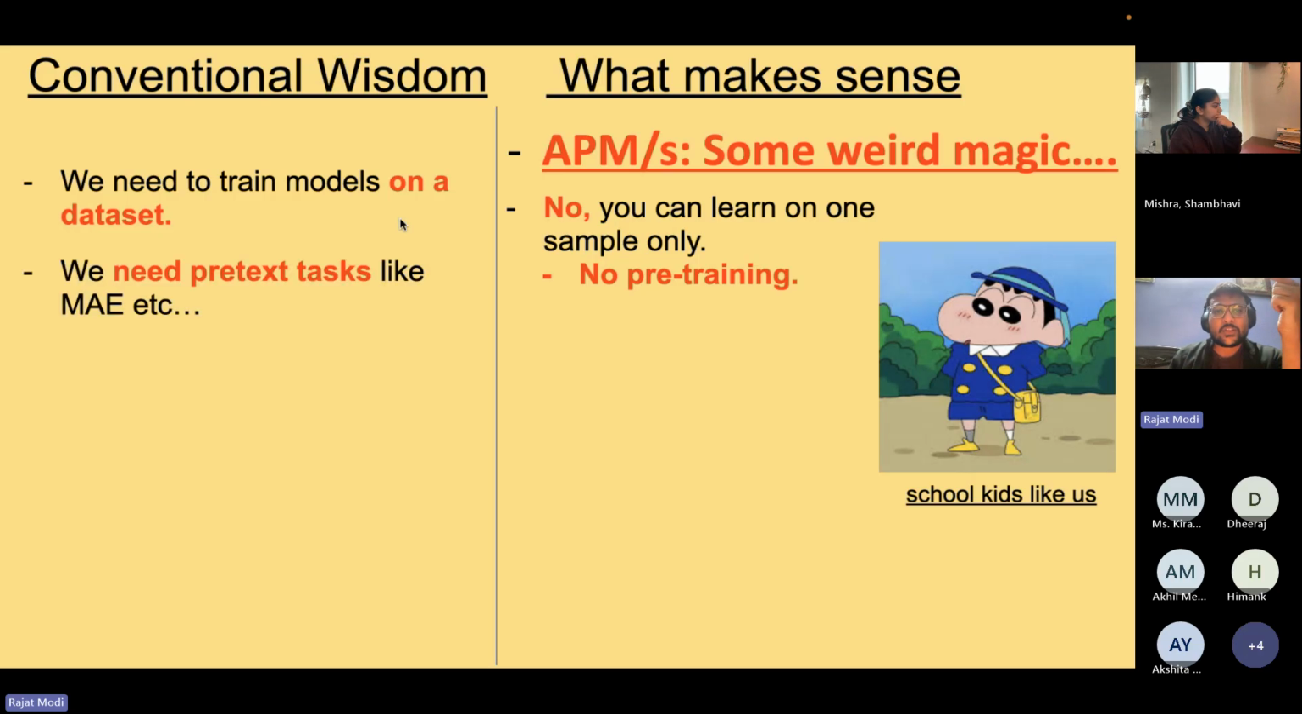Now, the second conventional wisdom is that to learn representations, generally, you make the network do some sort of task, right? So for example, you take an image, you mask some of its regions, and your job is to reconstruct the image. Or maybe you shuffle some of the pixels of the image, and your job is to regenerate the image in the correct order, which is known as the jigsaw puzzle task. In our case, we don't need any pretext task. The network is able to just learn by itself.